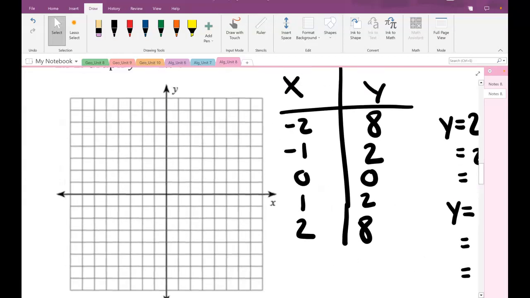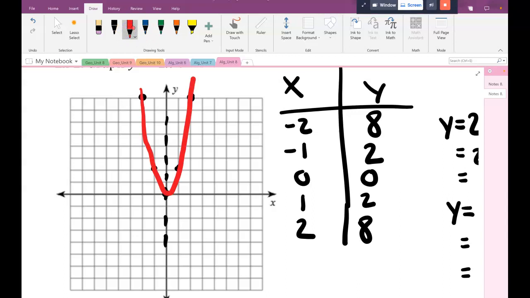But this one will look like -2, 8 will be up here. -1, 2 will be right here. 0, 0, and then it's symmetrical through this line. So I can just mirror it to the other side. This will be 1, 2. This is 2, 8. We can draw our line through it. And now we have a kind of a narrow U. And our U was a little bit wider last time. Now it's a lot more narrow.